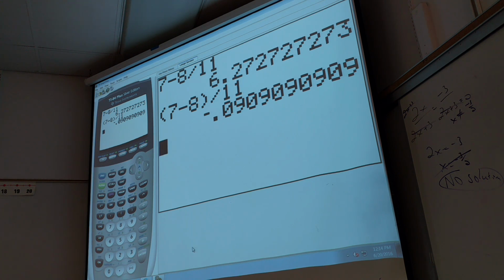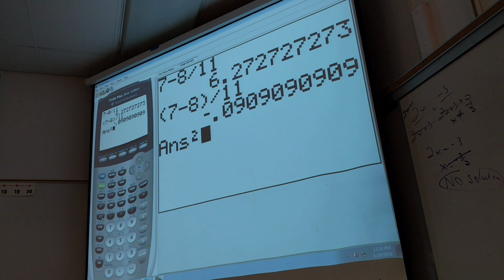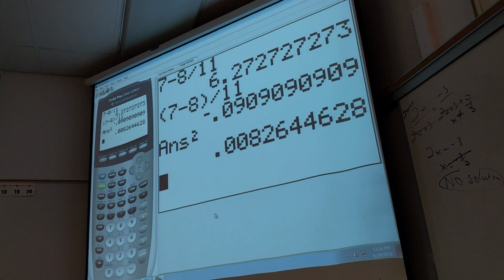Now, watch this. It's kind of nifty. If I had to square this, I don't have to retype this whole thing in. See this little key above the negative key? It says A and S right there. That button stands for answer, and it holds the last thing that shows up on the screen. It's in memory. So if I had to do that thing squared, it's going to square the last thing that was on the screen. Bam!